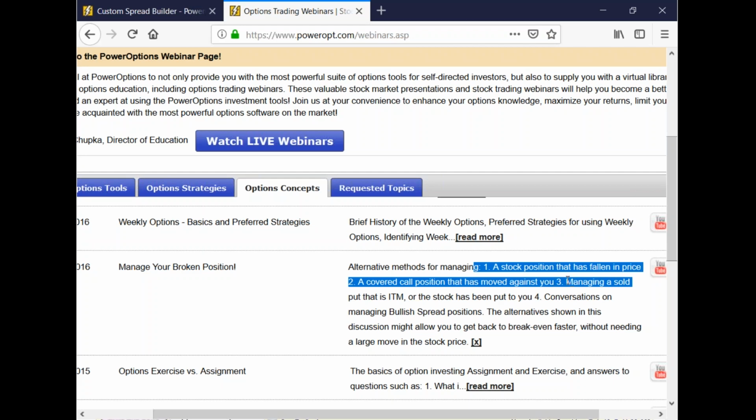But that first 20 to 30 minutes on managing the stock position that's fallen or the covered call position that's moved against you is going to give you more insights into the stock repair tool, how to use it, other ideas in addition to using the stock repair tool, and maybe other ideas in addition to simply rolling down the covered call consistently, hoping it doesn't get stuck.